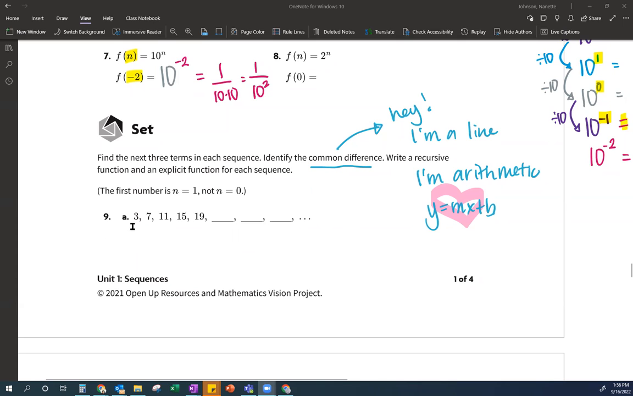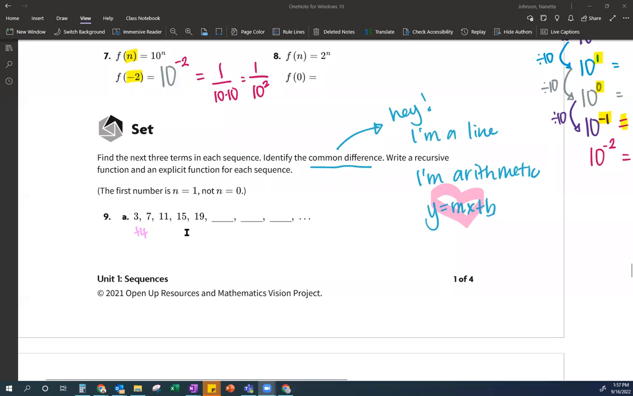Common difference is what I have to add to each number or subtract, to get to the next term. So here it looks like I'm adding 4. So that's me saying, I know how to get from 3 to 7, it's plus 4. I don't guarantee that though. You have to actually check the rest of the terms.